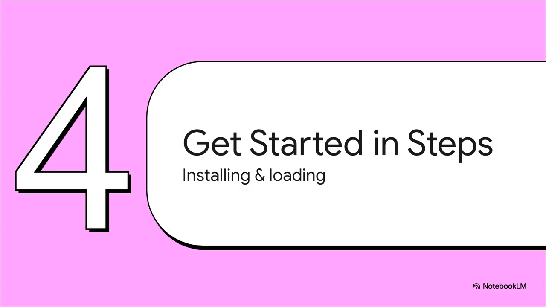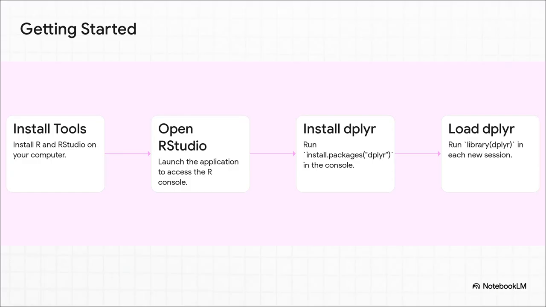Okay, so by now you're probably thinking, I'm in. This sounds great. How do I get it? Well, the good news is that getting started is super easy. It's really just 4 steps. 1. Obviously, you need R and RStudio installed. 2. Open up RStudio. 3. You only have to do this once. Run install.packages("dplyr") in the console. And 4. This is the one you'll do every time you start a new session. Just run library(dplyr) to load it up and make it ready to use.